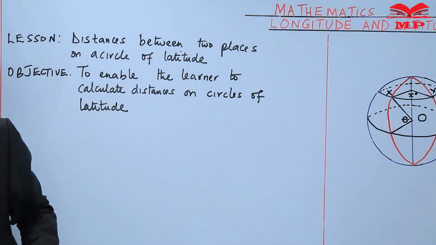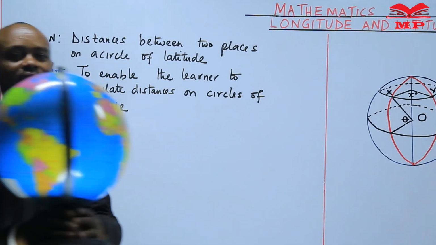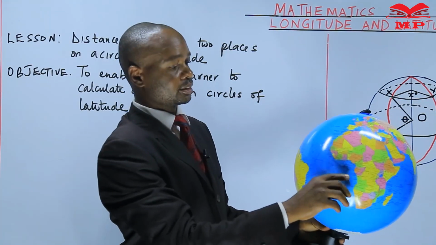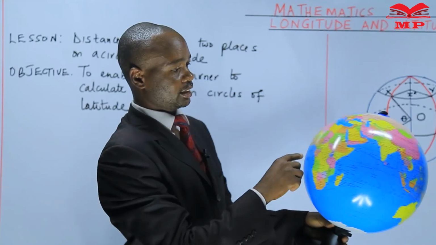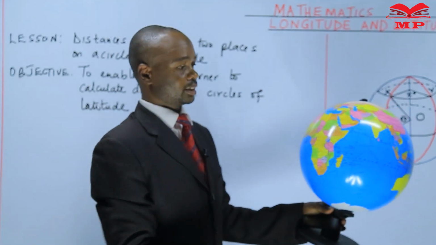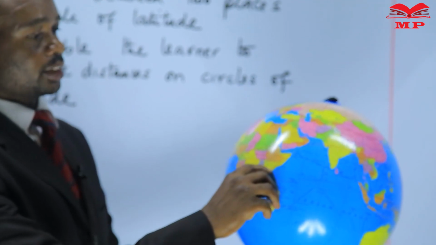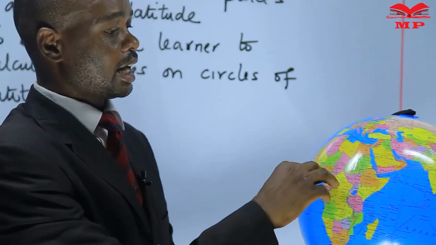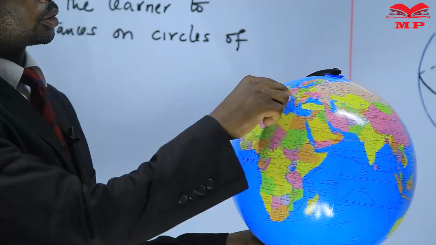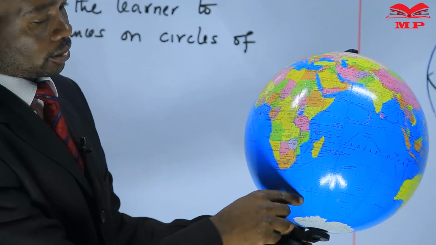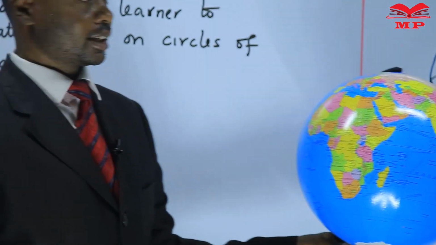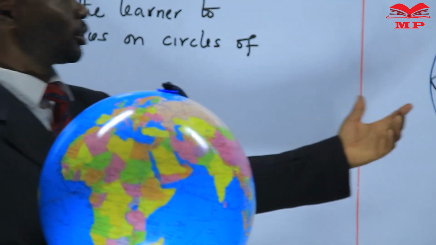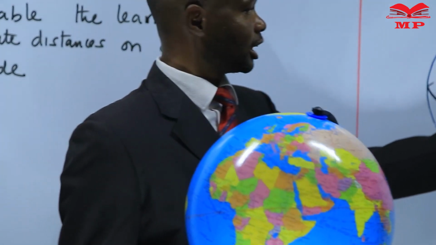Before I continue, one would wonder, what are these circles of latitude? At the center here, learner, that is the equator. It even cuts through Kenya. The circles of latitude are those circles parallel to the equator, as you go north, and those below the equator towards the south. So we are going to calculate those distances like I've shown on that. This is the equator, learner.